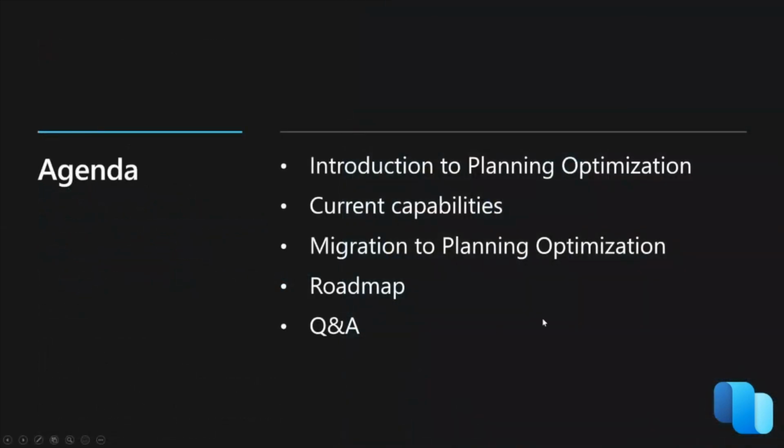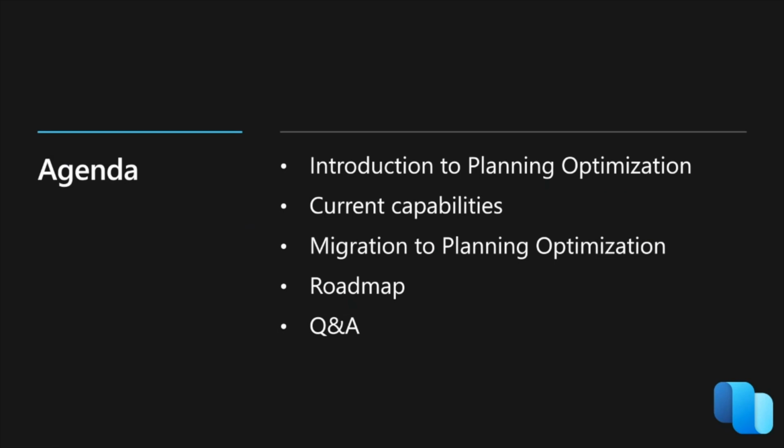So on the agenda, I will start out by giving everyone who is not 100% familiar with planning optimization what it's all about. Then we will dive into the current capabilities, what it can do today. We'll talk a bit about the migration story. How do you actually onboard planning optimization? When is the right time? And what does it take? Then we will take a look at the roadmap and finish it up with some time for a Q&A, where we will answer some of the questions that we didn't get to during the presentation.